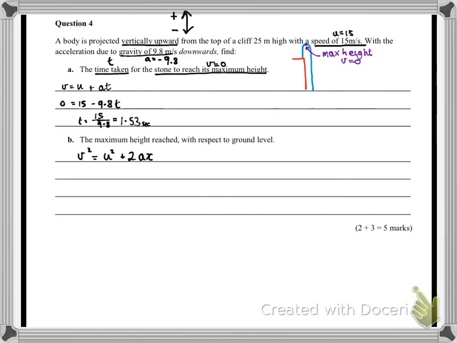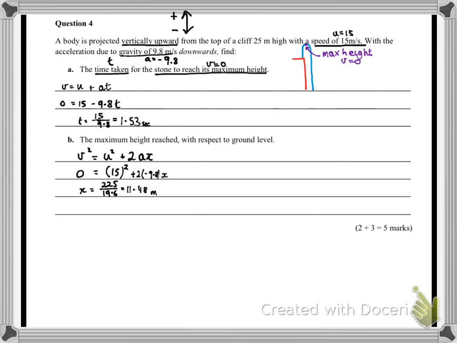But we have to keep in mind we're finding the maximum height relative to the ground level, so we'll do that bit next. So first off, let's substitute our values that we know into the formula. It's when maximum height is reached when v is equal to 0. We've got our initial velocity of 15 and an acceleration of negative 9.8 meters per second squared. Alright, so let's put that in and let's solve for x. There it is, 11.48 meters.